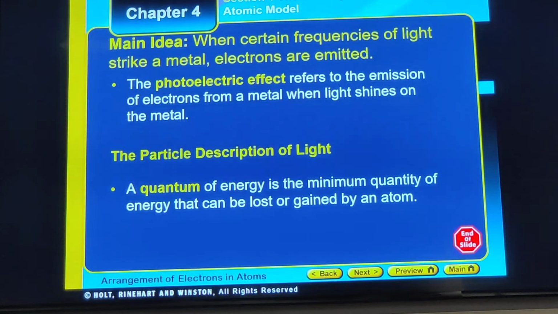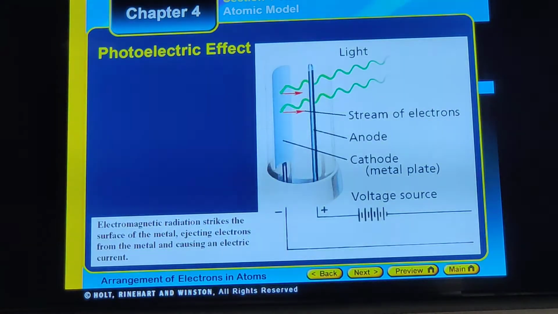The quantum is the minimum quantity of energy that can be absorbed or gained by an atom. For this atom to knock an electron loose, there's a minimum amount of energy that you have to give it to eject an electron. So here is the idea of the photoelectric effect.